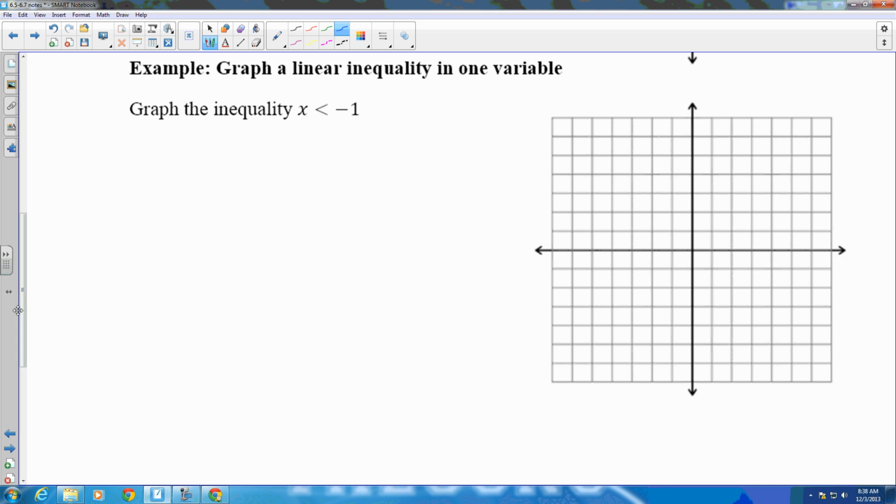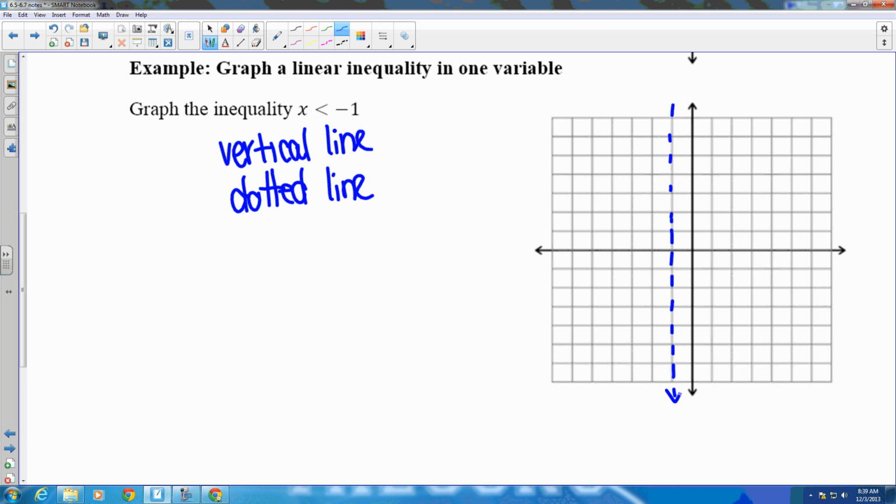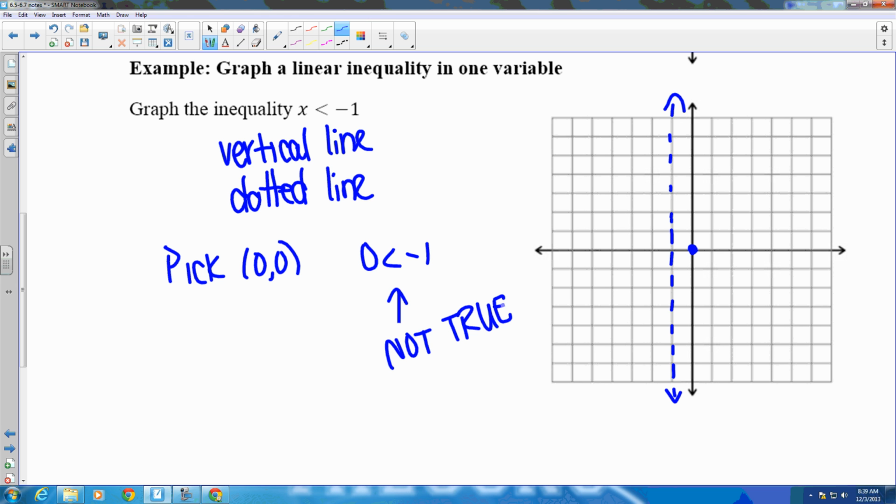Okay, it's just x. That means this is going to be a vertical line. And it's going to be dashed or dotted. And this is going to be right here. I'm going to pick 0, 0. Is 0 less than negative 1? No, this is not true, so we have to shade the other side.